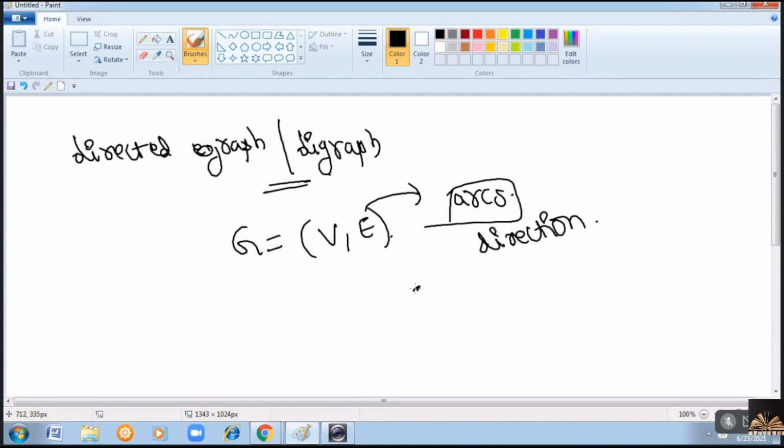Let us suppose you have an edge from A to B. If the edge is from A to B, it means that the edge starts at A and ends at B. If there is an edge A comma B, this is the edge from A to B, which starts at A and ends at B.